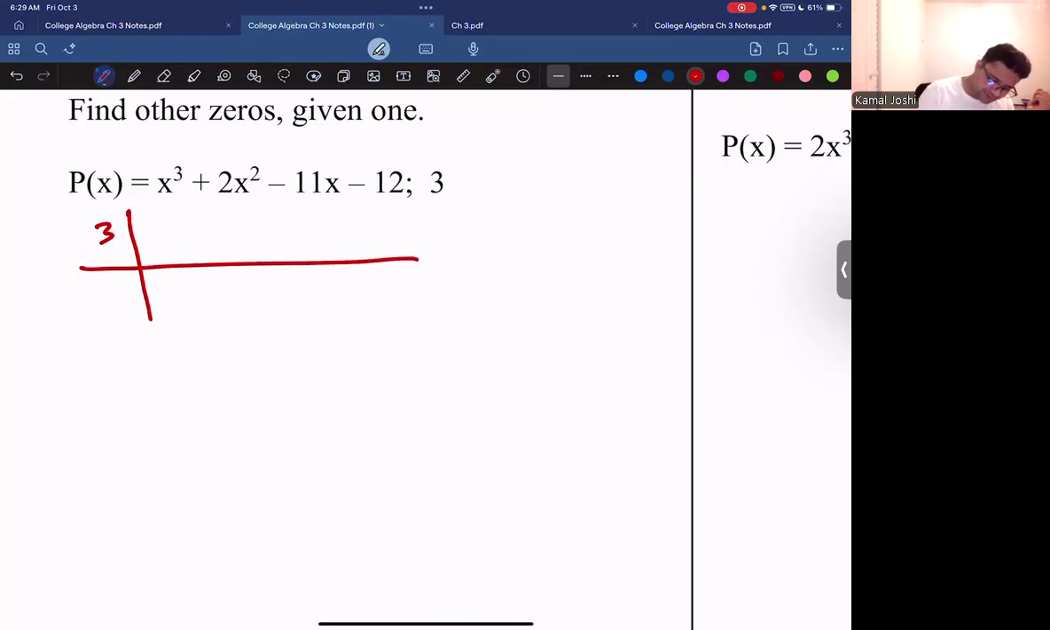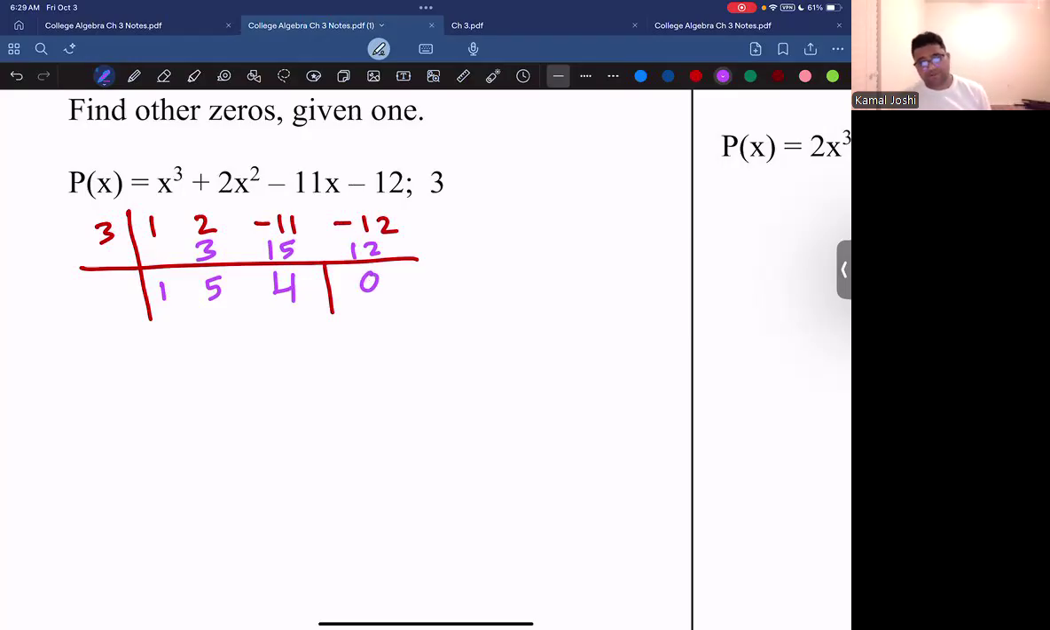3 is a 0, so 1, 2, minus 11, minus 12. 1 is dropped here. 3 times 1, 3. 2 plus 3, 5. 3 times 5, 15. Minus 11 plus 15 is 4. 3 times 4 is 12. Minus 12 plus 12, 0. Of course, we need to have 0 there, otherwise 3 will not be a 0 of the polynomial. But not only that, we have more now.